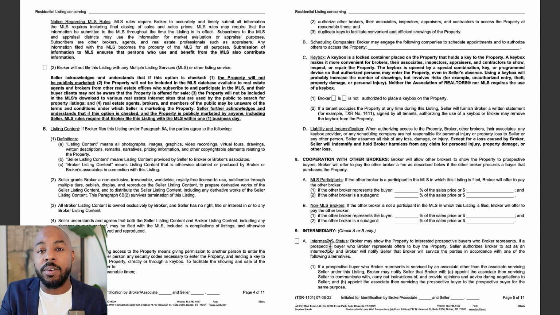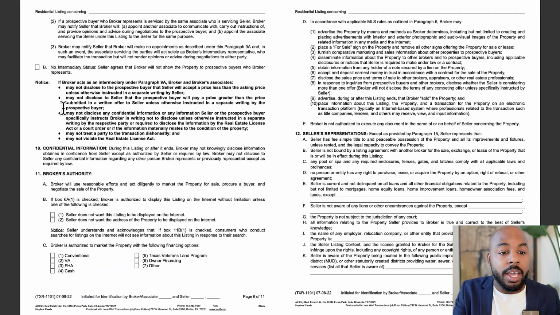This intermediary just means that we are part of the same company. Now, our company is really, really large, so there are good odds that we may have a buyer's agent from our same company. That's what that intermediary status means. If you don't want to do that intermediary status, then you're able to check it here on B. And then this gives you more details about what that means. Paragraph 10, anything that you say to me that is supposed to be confidential will stay with us, all right?